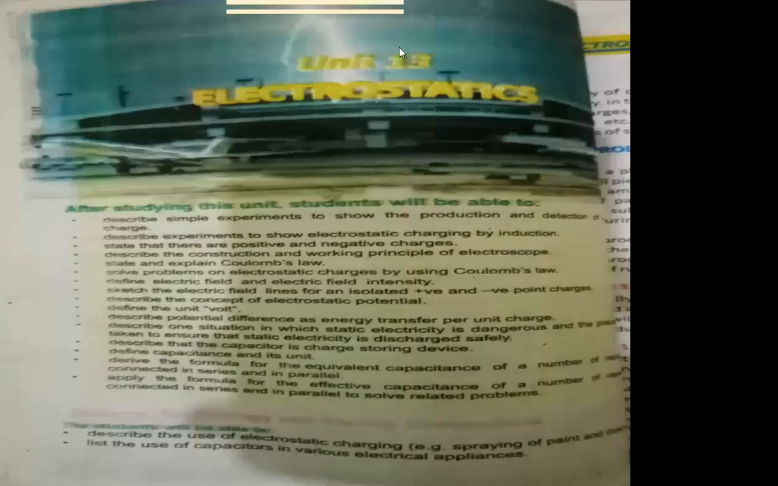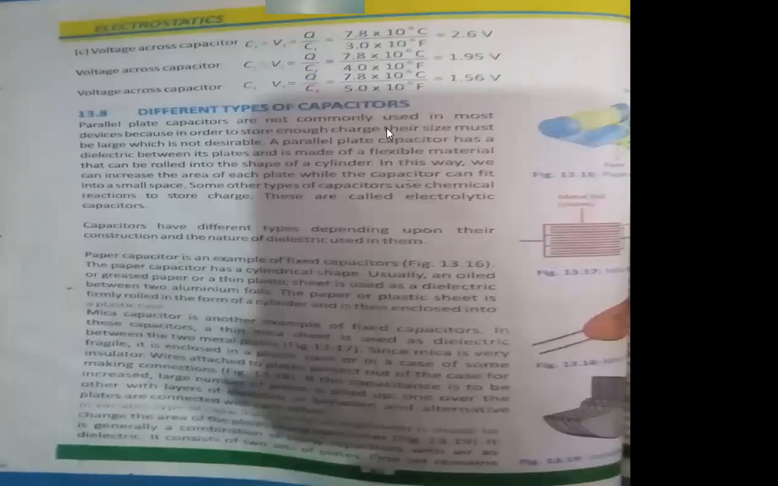This is the chapter we are doing, unit 13, electrostatics. Name of the chapter is electrostatics, unit number 13. Different types of capacitors, as I told you, which is on page number 82. Please open page number 82.